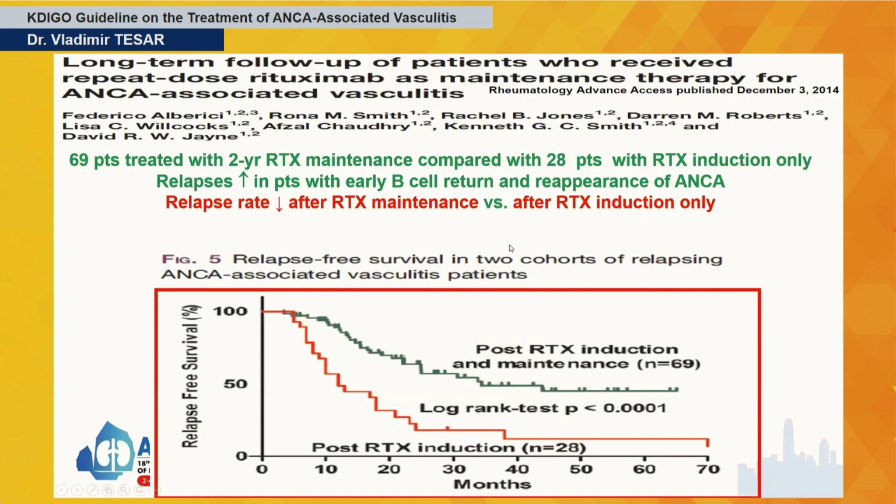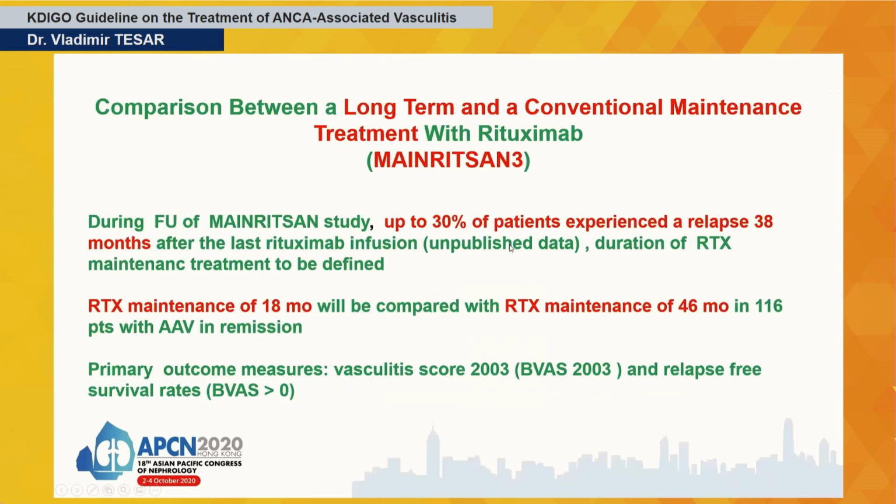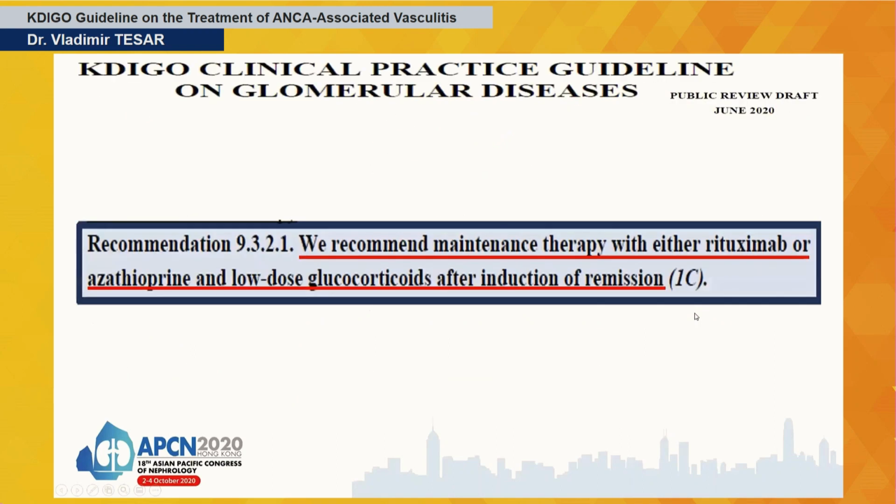And of course, what still remains uncertain is the risk of relapses after we finish the maintenance treatment with rituximab. But it seems that the risk of relapses after rituximab maintenance is much lower than after rituximab induction only. And now there is an ongoing study called MAINRITSAN 3, which compares shorter and longer rituximab maintenance, 18 months versus 46 months. So we will have more data on the optimal length of the treatment.